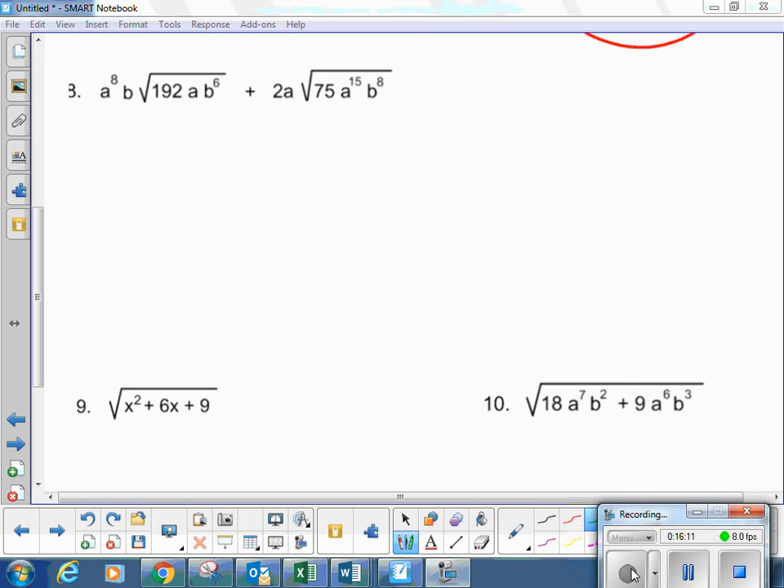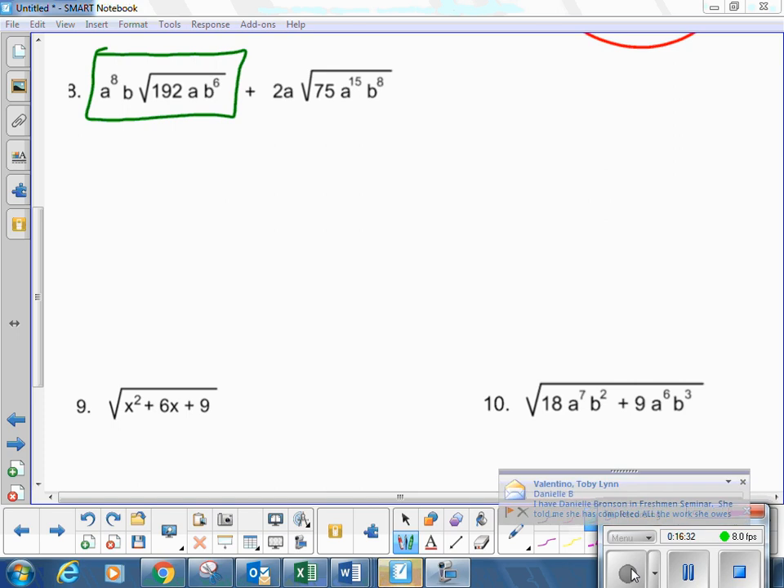Number 8 is different from numbers 9 and 10. Okay. So I'll deal with number 8 first. And there's a lot going on in this problem. So at first, I'm just going to deal with this radical. Okay. And there's enough going on with that radical to be its own question. So let's deal with that. Now, as far as the a to the 8th, I'm going to leave that outside and not deal with that for a little while. And I'm just going to deal with taking this square root.